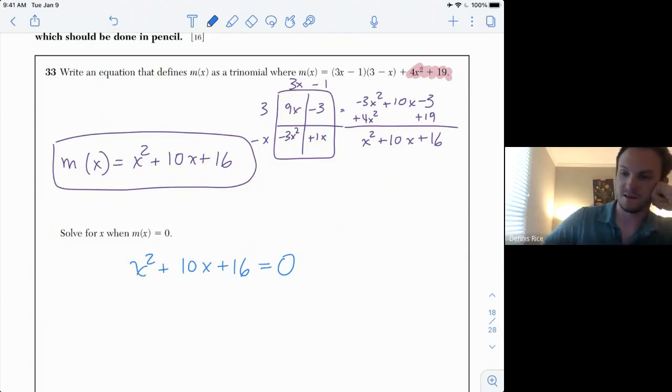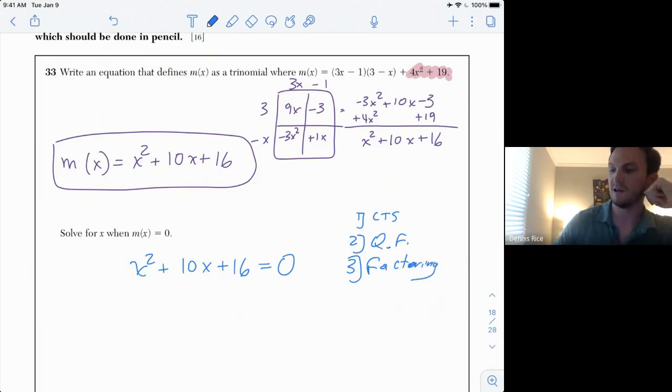Yeah, this factors. You could do CTS. CTS wouldn't be bad here. I was waiting for someone to say quad formula. You could do quad formula. But obviously, if something is factorable, factoring is going to be your best approach. It's going to be the fastest.